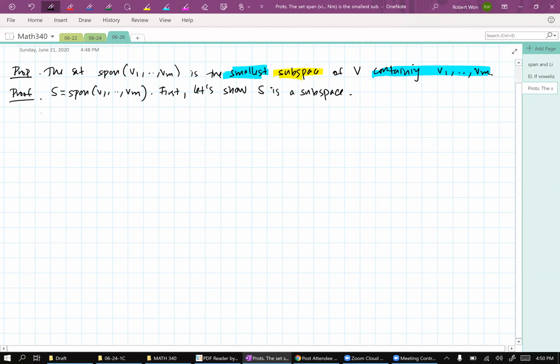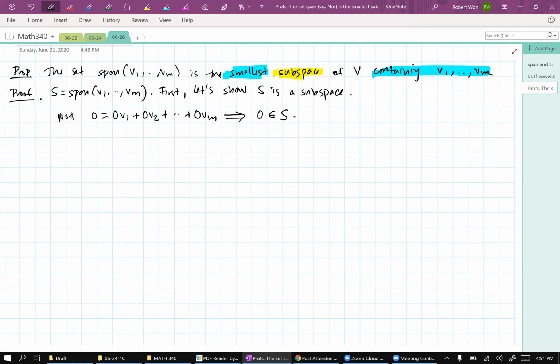So does S contain 0? It does, because that's just asking, is 0 a linear combination of v1 through vm? Which it is, because you could take all the scalars to be 0. So note that 0 is 0 v1 plus 0 v2 up through 0 vm. So this means that 0 is a linear combination, which means that 0 is in the span, which means that 0 is in S. So that's one thing we need to check.